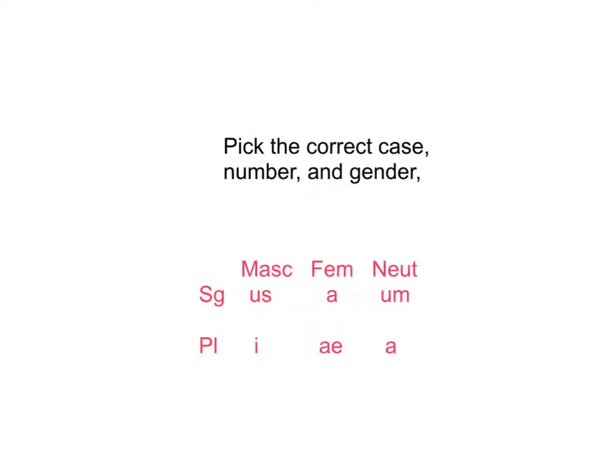If we've got a singular, we're going to choose from this row. If we have a masculine, from this column, feminine from this column, neuter from this column. Let's go with masculines today. And so we're going to use us for the singulars and i for the plurals.